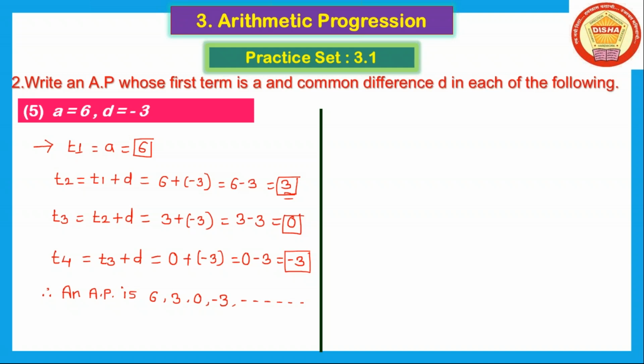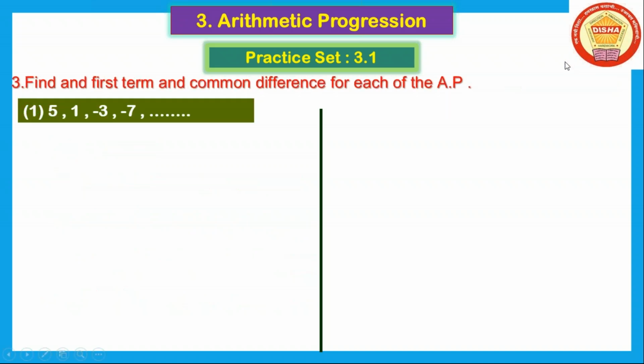Okay, now we take it here the 5 examples of question number 2. Now we start the last question from practice set 3.1. Okay, find the first term and the common difference for each of the following AP.